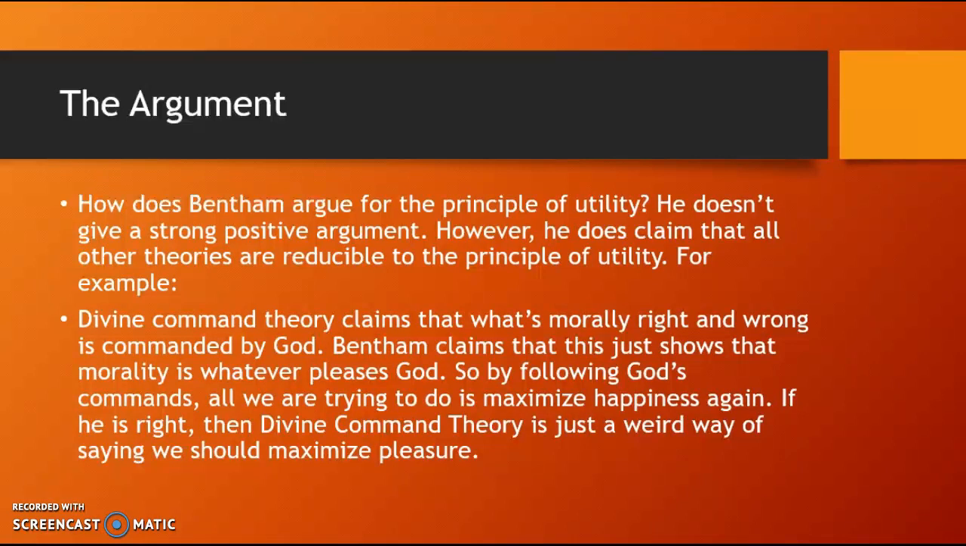There's a theory of morality called divine command theory, and in divine command theory, the claim is that what's morally right or wrong is commanded or forbidden by God. Well, Bentham's going to say this is just equating morality with whatever pleases or displeases God. So God's going to command things because it pleases him to do so, or it doesn't. Our performing those actions either pleases him or it doesn't. So if all we're doing is following God's commands, then all we're really trying to do is maximize happiness again. What we're doing when we're obeying God's commands is trying to please him and bring that pleasure into the world. So if Bentham's right that we can reduce it in this way, his claim is going to be that divine command theory is really just a weird way of saying we should try to maximize pleasure.